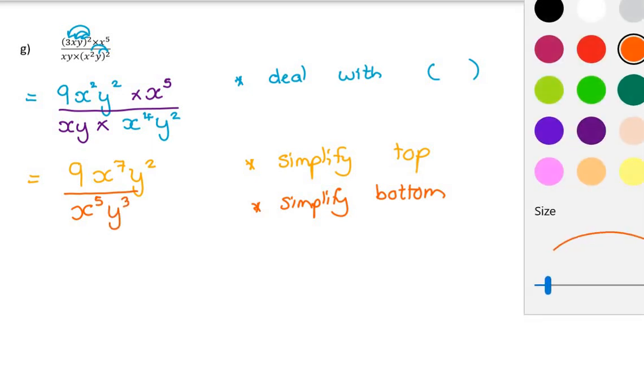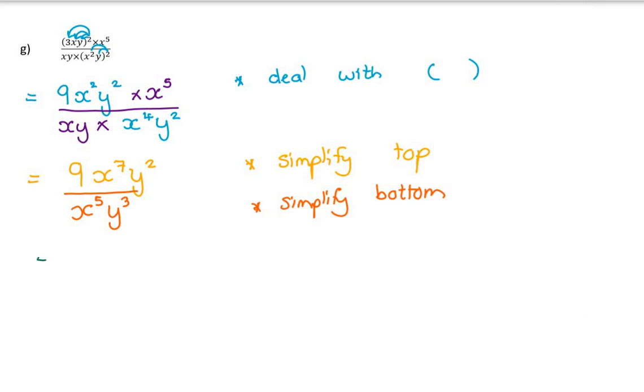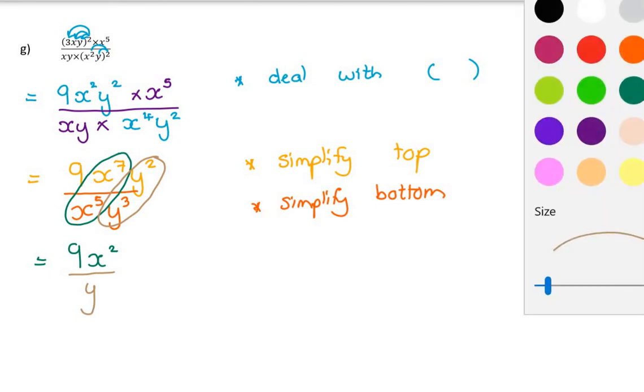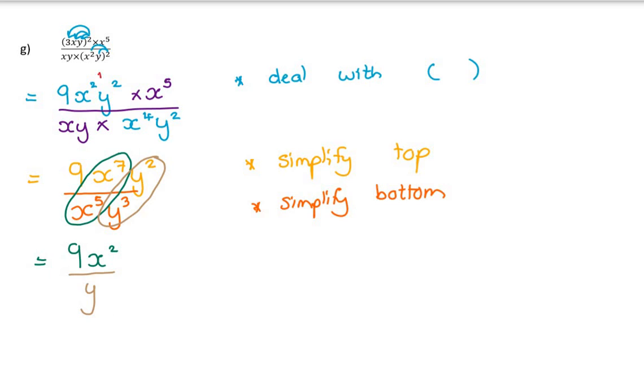And now all you need to do to finish this off is to do your division. So you simplify your top and your bottom together. Now again, there's no real signs, numbers is just 9. Now my same bases, if there's 7 x's at the top and 5 at the bottom, 2 will be left over at the top. And lastly, if there's 2 y's at the top and 3 at the bottom, 1 will be left over, but it will be at the bottom.